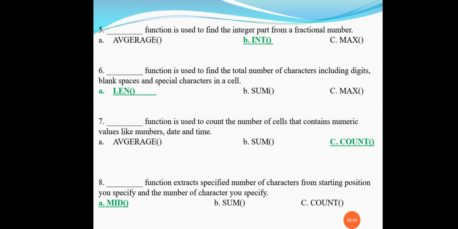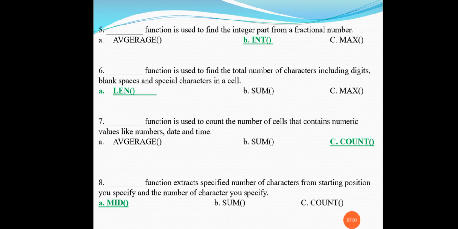Sixth one, dash function is used to find the total number of characters including digits, blank spaces and special characters in a cell. Options are A. Len, B. Sum, C. Max. So answer is len here.